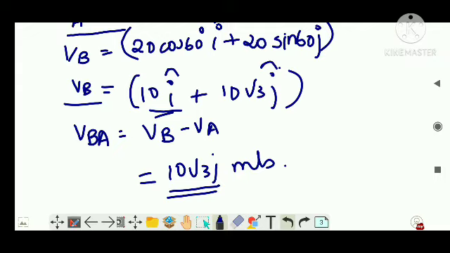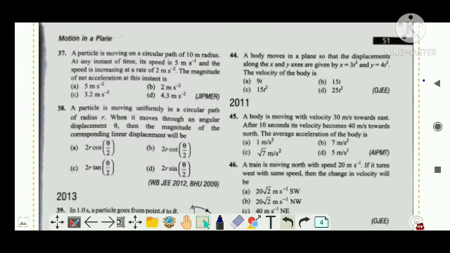Now let's do the 37th question, guys. A particle is moving on a circular path of 10-meter radius. Right, at any instant of time, its speed is 5 meter per second. 5 meter per second, which is given, is linear velocity. Okay, and that instantaneous velocity is given. That means it is a linear velocity, and that speed is increasing at a rate of 2 meter per second squared. Means you are given the acceleration, and this is the acceleration for that linear motion.